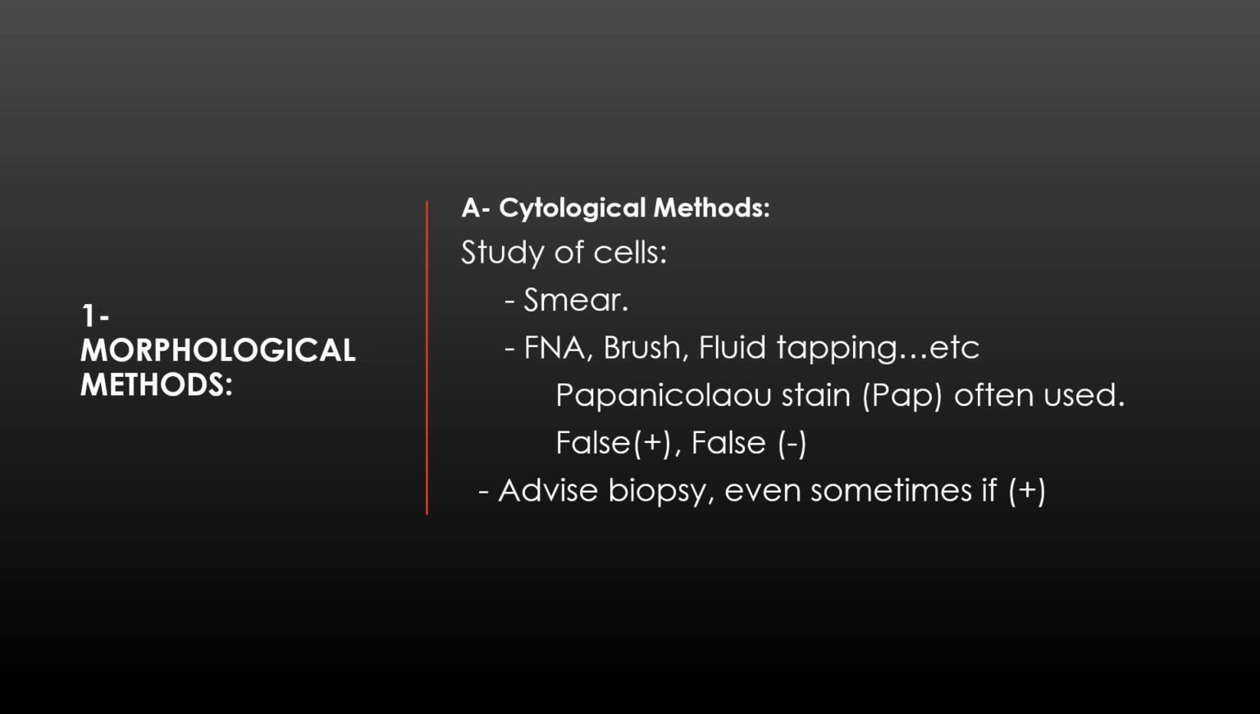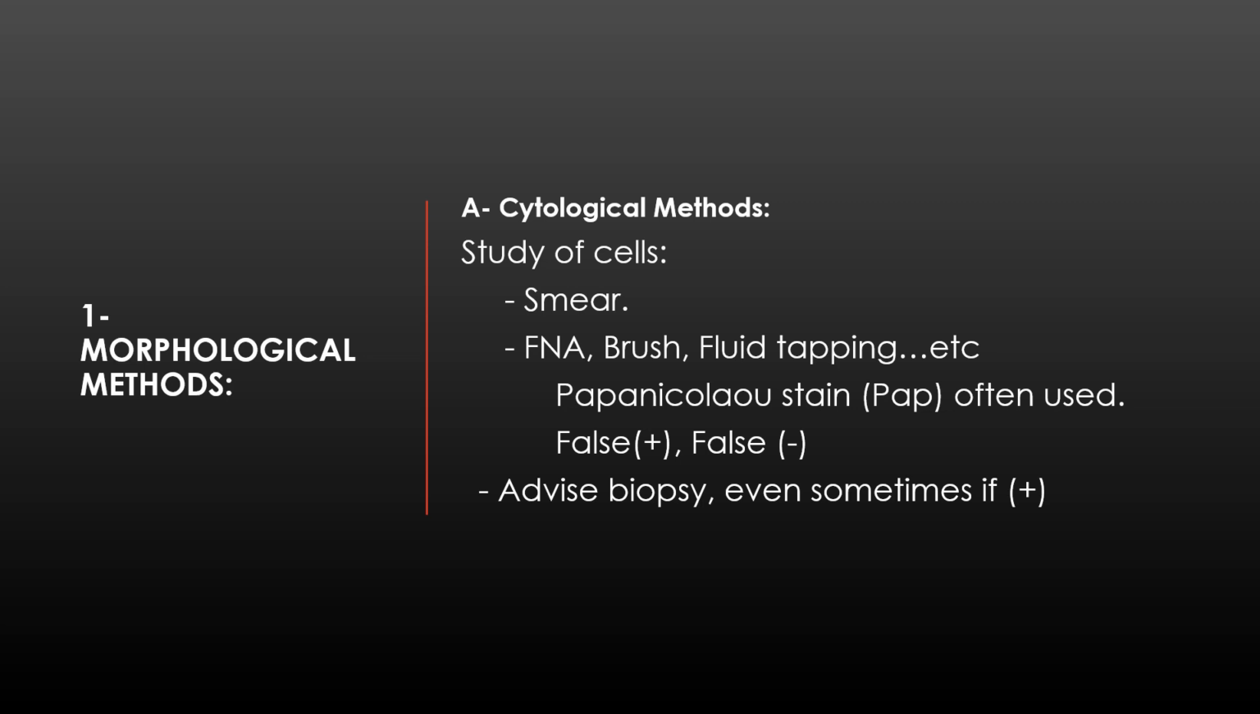So we have the morphological methods. Morphological methods, we have first the cytological methods. And cytological methods, from its name, means study of the cells. So we have individual cells. We don't have tissue, complete tissue. We have only cells. Usually, we can use the smear. Smear, we take like a brush or something, and we pass it over part of the tissue, and we smear it over the slide.